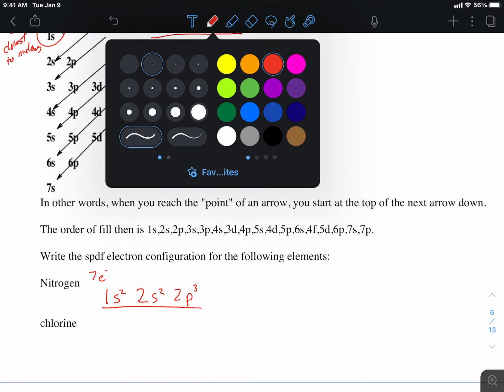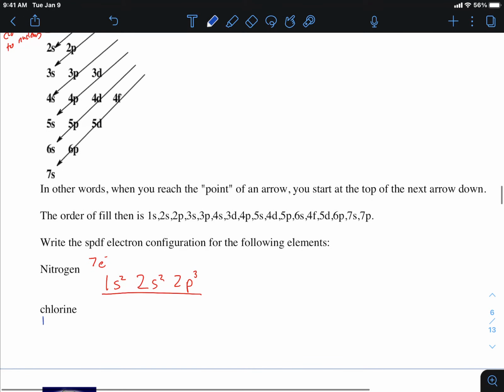Let's try another element, chlorine. Chlorine has 17 electrons. So 1s, and we put a 2. After 1s comes 2s. We put a 2. And then 2p. P's hold 6. So right there, if I add my superscripts on those sublevels, I have 2 plus 2 plus 6. That's 10 so far. I've got 7 more to go.